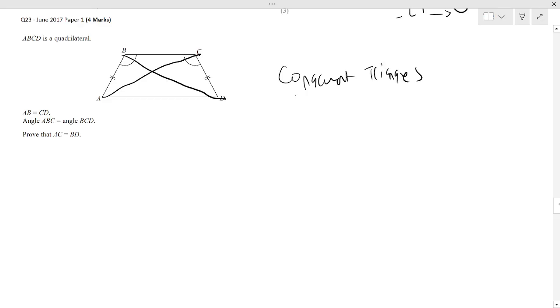Because the idea is, if we have 2 triangles, one that has AC and one has BD, and then they're both the same, then therefore we can just conclude they have to be the same as well, the length.